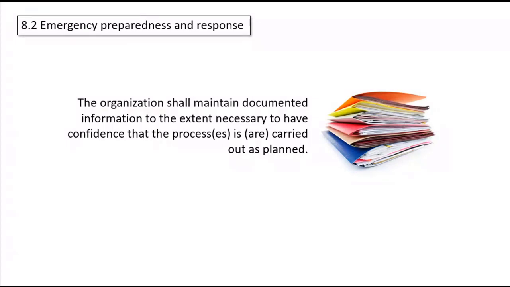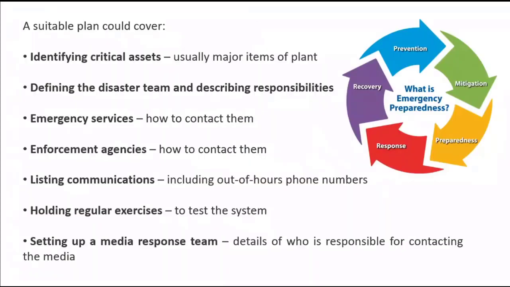8.2 Emergency preparedness and response. All right. So this is what normally happens in the workplace. You identify the critical assets, normally the major equipment or products, or items inside your workplace. Then you identify the individual or group who take action during the emergency. So normally they have what I call a rescue team.